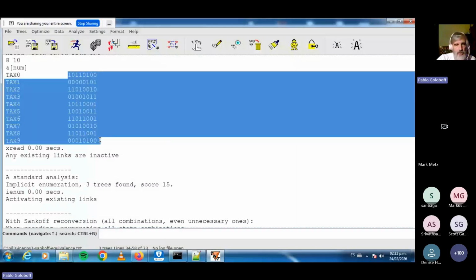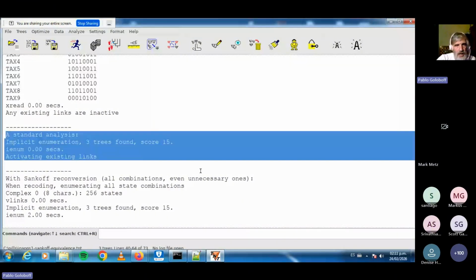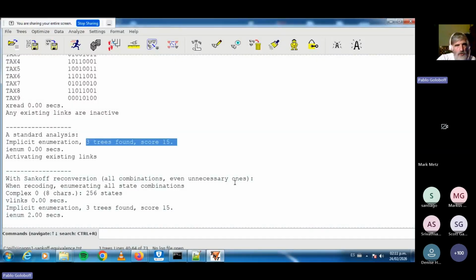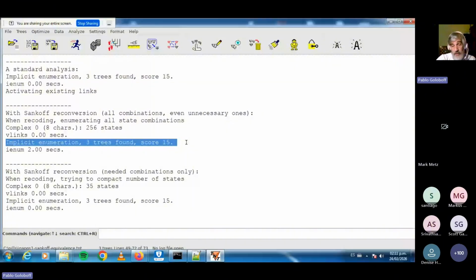It's almost at random because it has very long branches. Okay? So it first is going to analyze with an exact solution the original binary data, and it finds 3 trees with 15 steps. Then it's going to recode this as a single character which has 256 states, right? And it does a search, it finds exactly the same 3 trees of 15 steps. Of course, it has to. There's a mathematical equivalence between both. It took 2 seconds because it's running just one character, but that character is very complex, right?